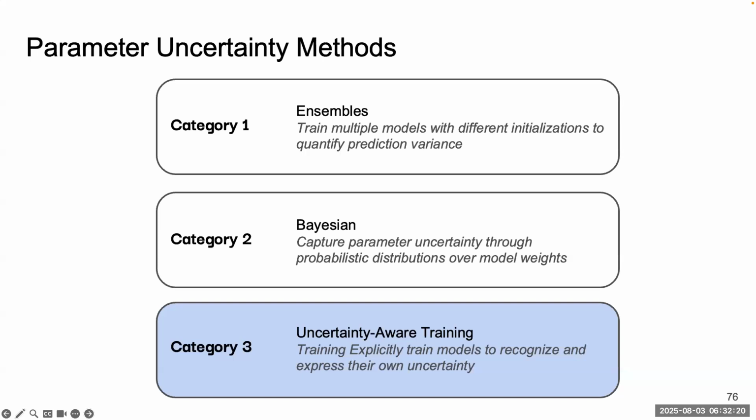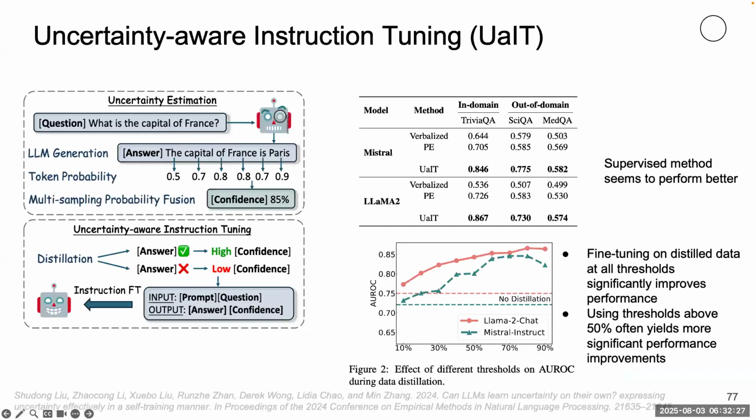And then the last category within this parameter uncertainty method: we're changing the parameters of the model, and they do uncertainty-aware training. So instead of just having the model's output, they also have the probability as a supervised learning training head. This is a consistent conclusion found by different kinds of methods: supervised learning methods seem to perform better on your training data.